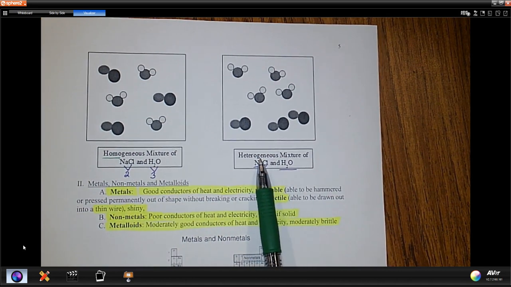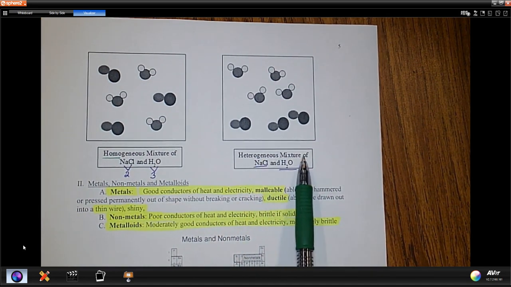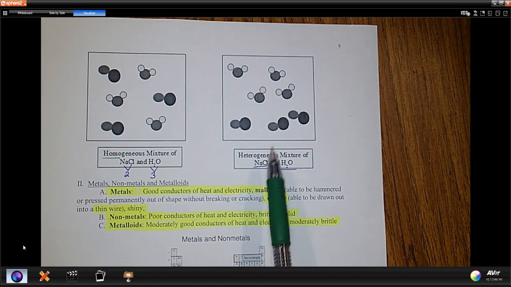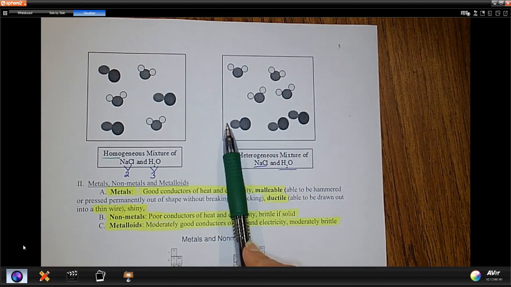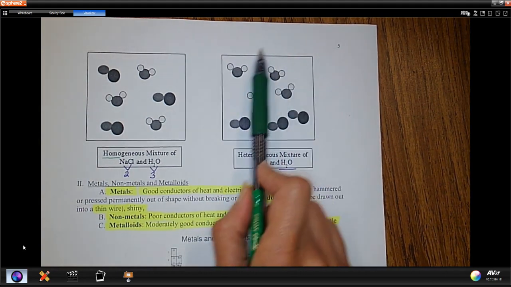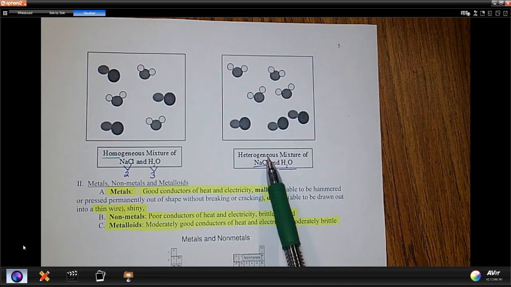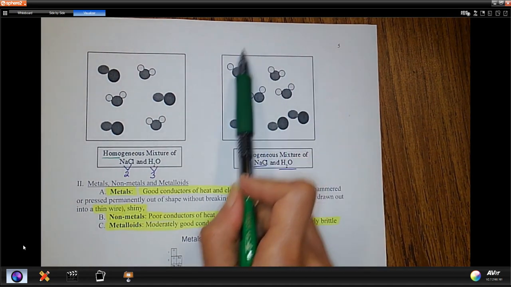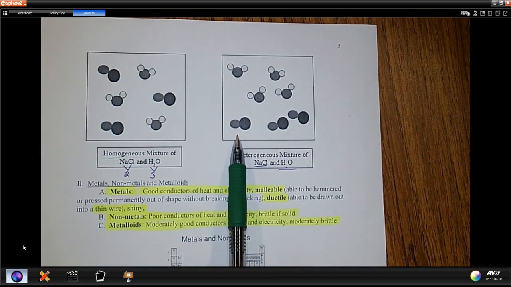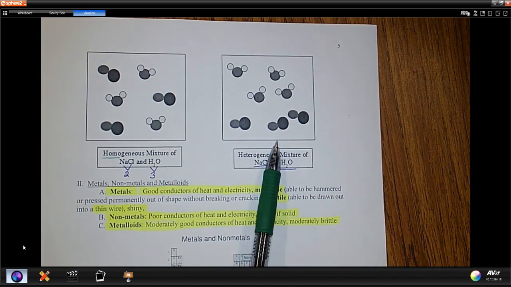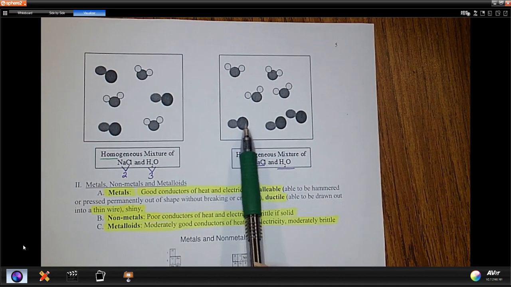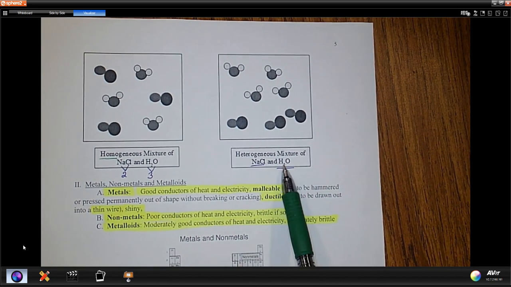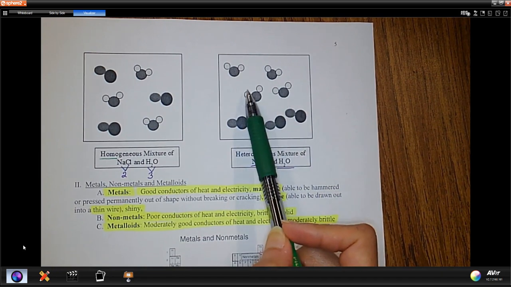But if you look at the second picture, heterogeneous mixture, hetero means different. Notice that there is a clump or a layer of molecules over here, but they're not really mixing with the molecules on top. So for this reason, we would say that this is a heterogeneous mixture because it's just not evenly mixing throughout the entire sample that we have here. So in this sample, the molecules are not evenly mixed. Of course, you have NaCl right here, 1, 2 atoms, and H2O, which is a total of 3 atoms.